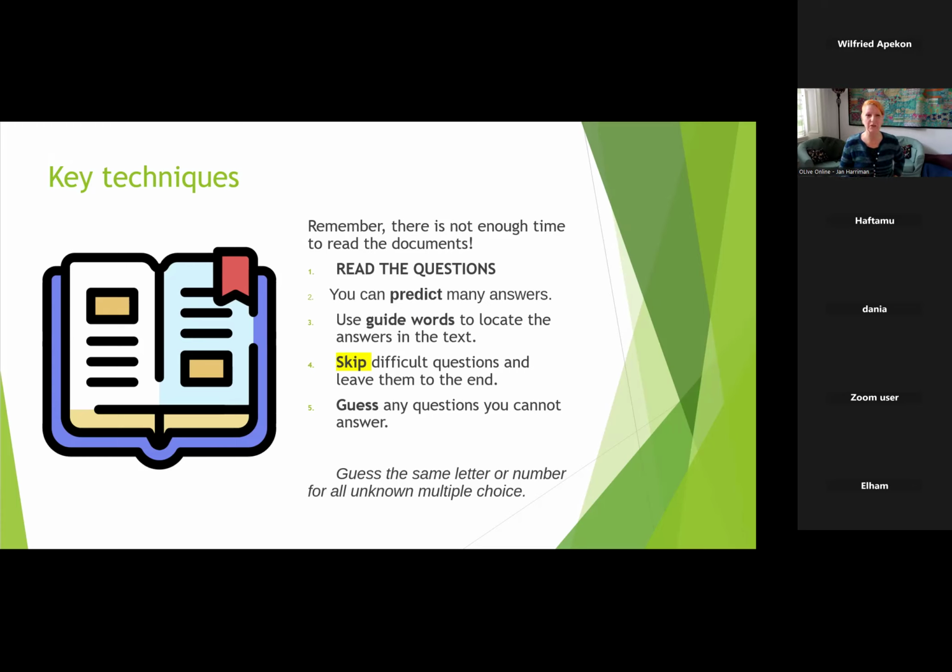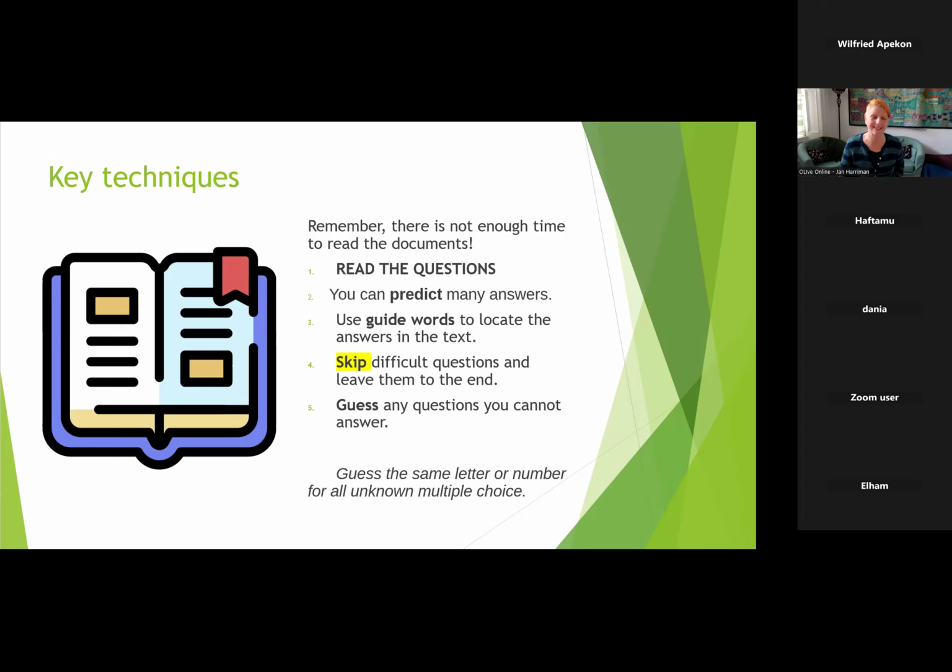When you read the questions, you can predict many of the answers. Find the guide words in the questions so that you know what to look for when you go to that document. Skip the difficult questions, leave them to the end, and guess any of the questions that you cannot answer.